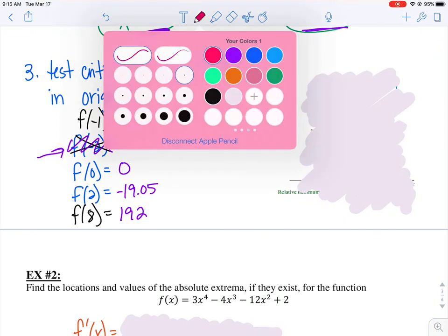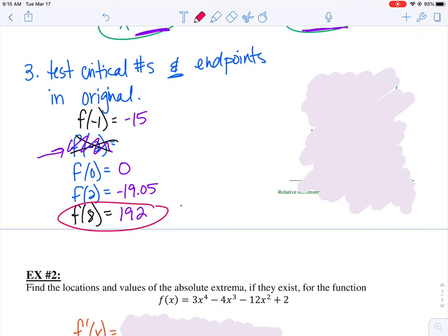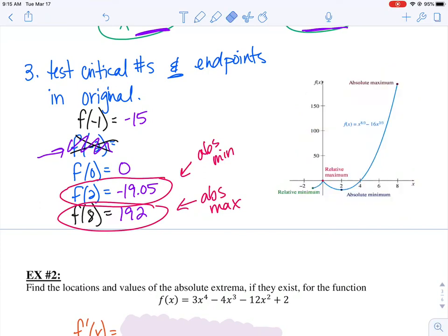So out of those values, who would be then the absolute maximum? Well, it looks like here would be my absolute maximum because that's where my highest y value is. And who would be your absolute minimum? Well, it looks like this one would be my absolute minimum value. So I would say that my absolute minimum value is -19.5, and that happens when x is 2. And my absolute maximum value is 192. That happens when x is 8.